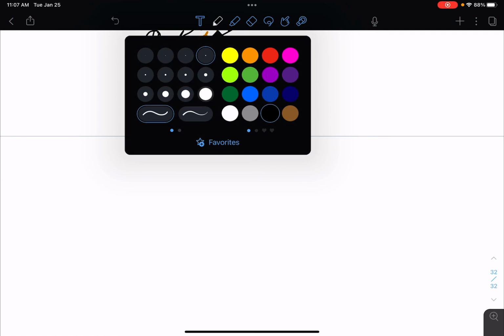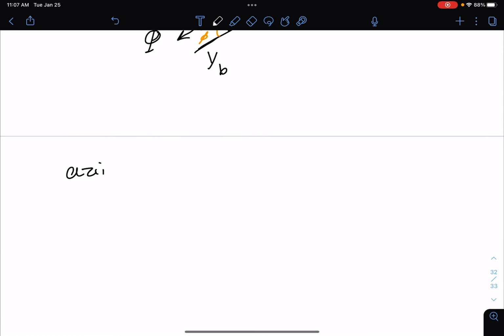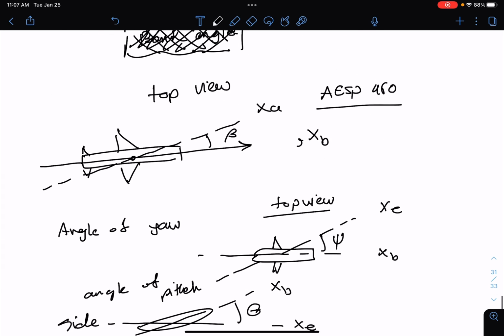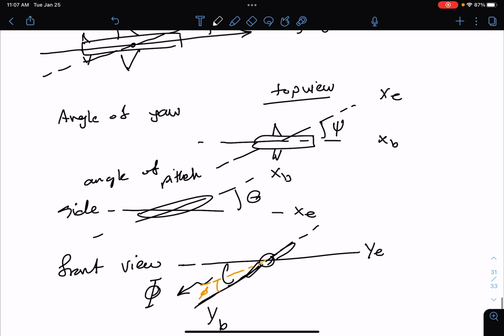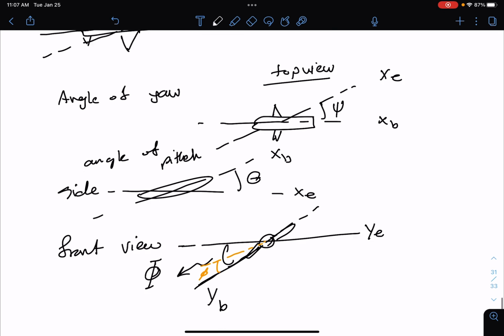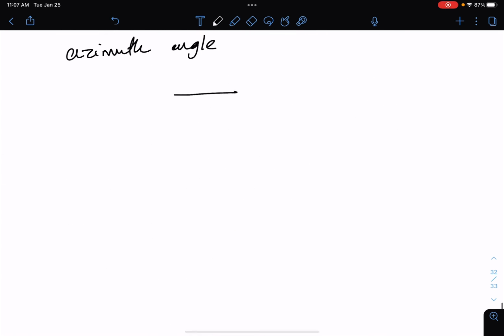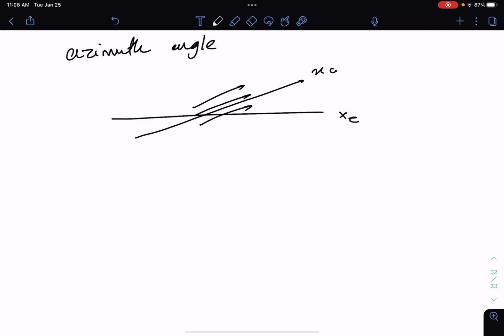Then we have the azimuth angle. Again, instead of the aircraft in the top view, we are going to have the movement of air. Let's say this is the direction of the movement of air, so x of A, and then this is x of E. Again, top view. This is going to be your azimuth angle.